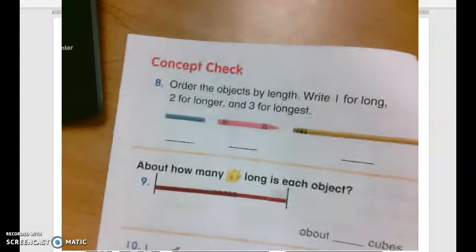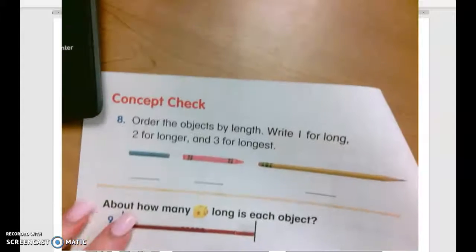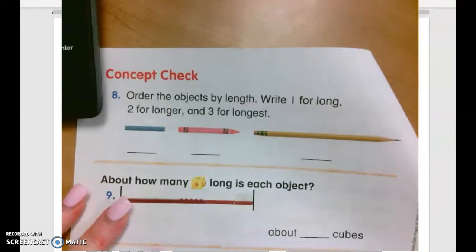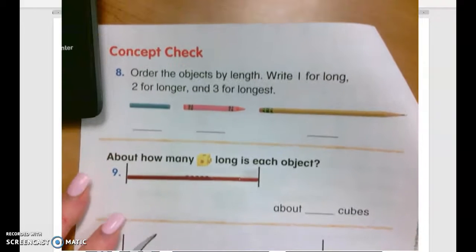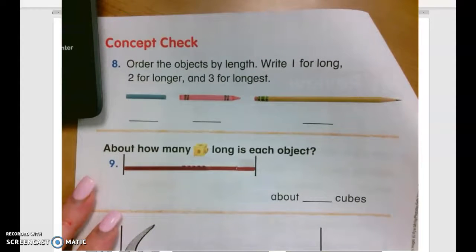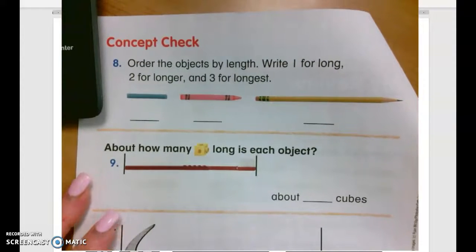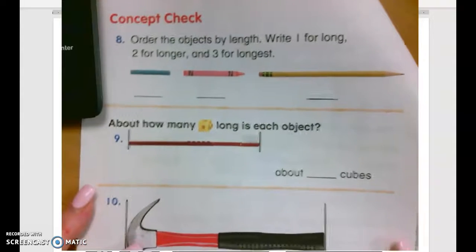Let's go on. If you turn your paper inside out, we'll find number 8 on the concept check. Order the objects by length, right? 1 for long, 2 for longer, and 3 for longest.